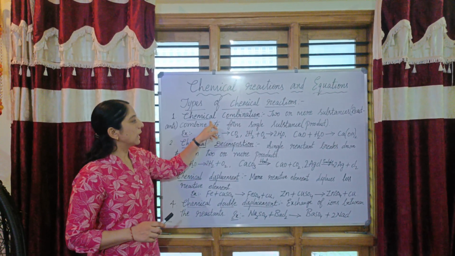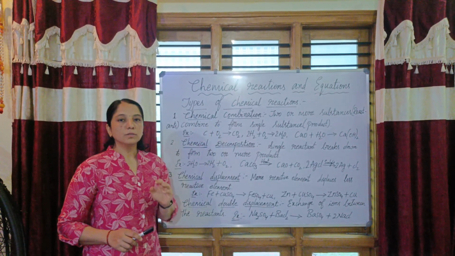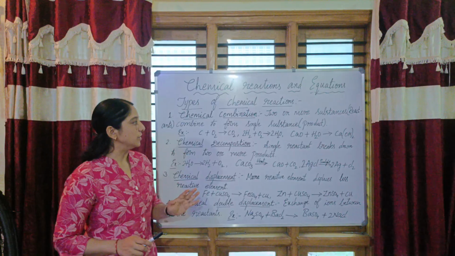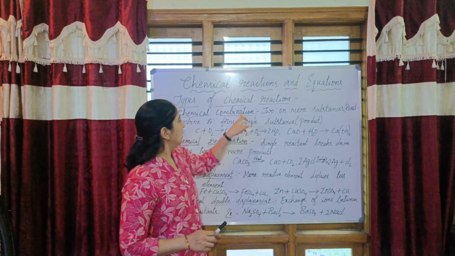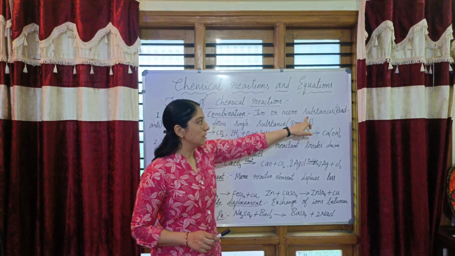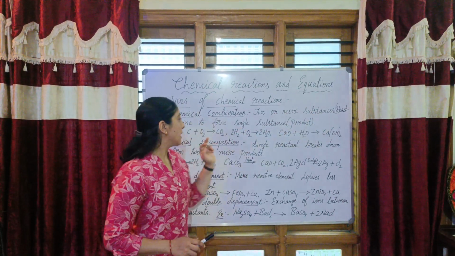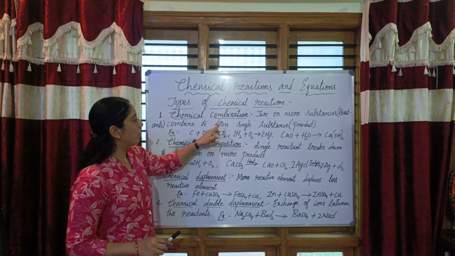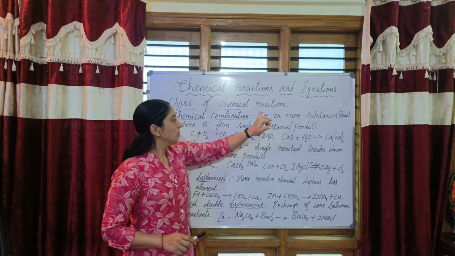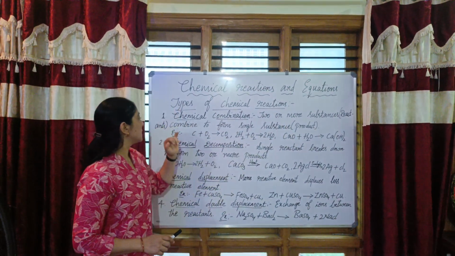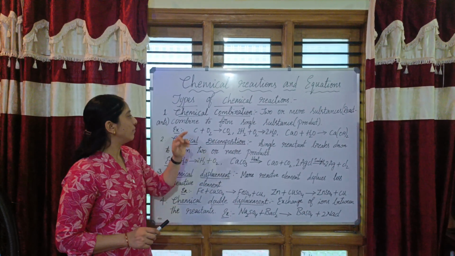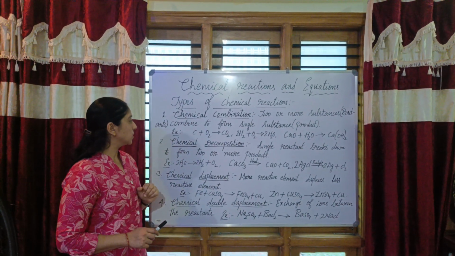First we go with chemical combination. I will just tell you an easy way of writing the definition. In chemical combination, 2 or more substances, which we also write as reactants, combine to form a single substance, that is the product. This is the definition for chemical combination.